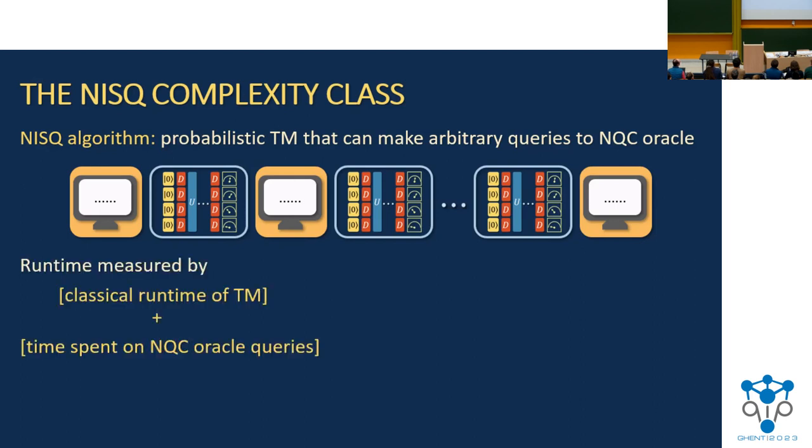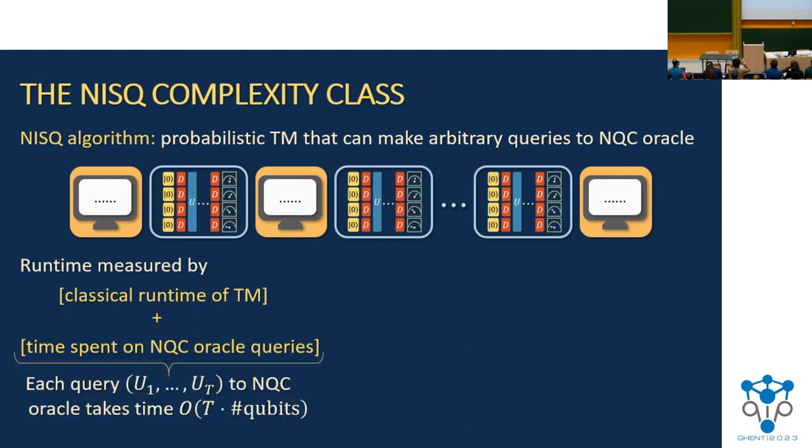And ultimately, the runtime of this algorithm is going to be dictated both by the total classical runtime of this Turing machine and also the time spent on these NISQ queries. We're going to measure the time spent on the Oracle queries as essentially the product of the depth and the width of each given circuit. So if it's querying unitaries U1 through UT over some number of qubits, let's say M, then we think of the runtime of that particular Oracle call as scaling roughly as M times T.